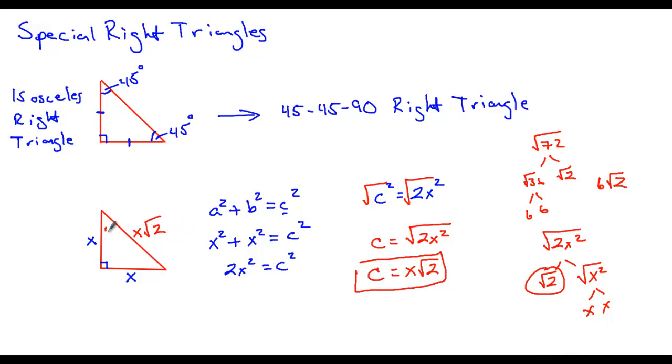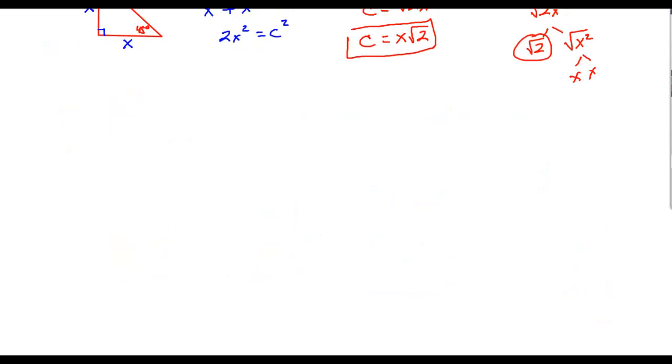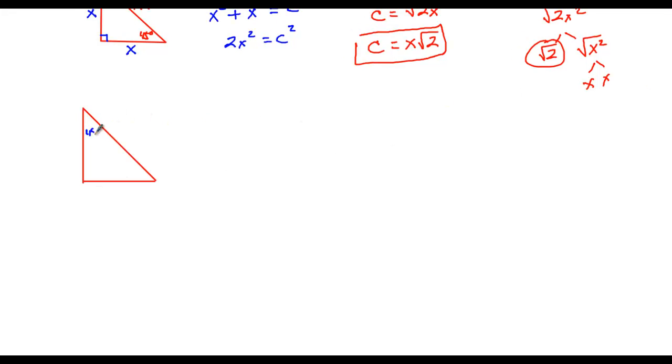All it says is that if you have a 45, 45, 90 right triangle, then the legs are going to be a certain length, and the hypotenuse is going to be the square root of 2 times whatever that length is. Let's do a quick example. We'll draw a 45, 45, 90 right triangle. So this will be 45 degrees, 45 degrees, and a right angle here. And I'll say that this length is 5.